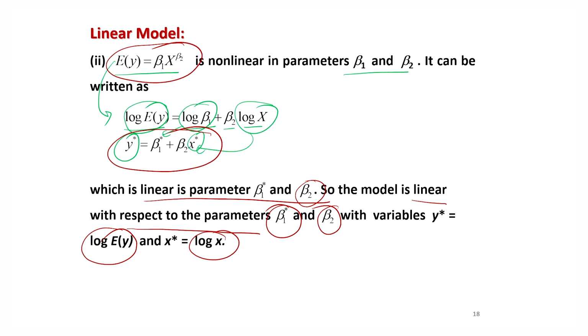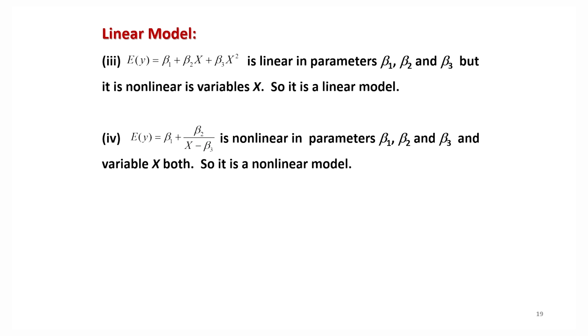So, once you try to transform to this model, after that you can apply the rules of the multiple linear regression model, but then you have to be very careful with the interpretation. Similarly, let me take another example, which is important for you to understand: expected value of y is equal to beta 1 plus beta 2 x plus beta 3 x square.